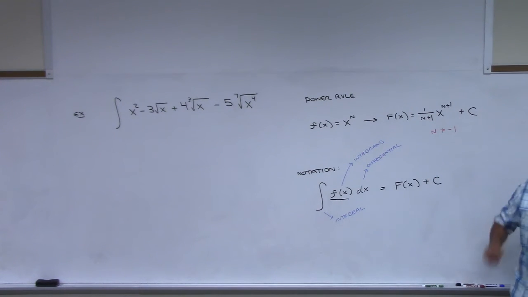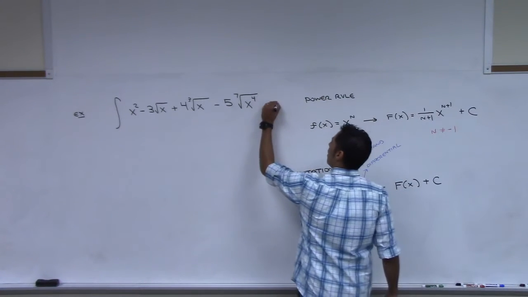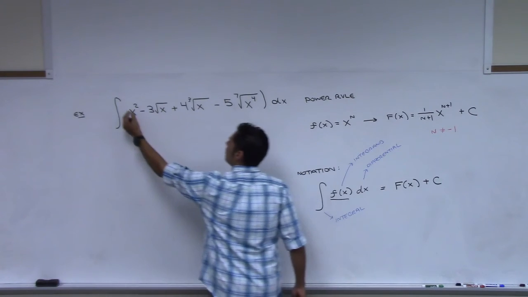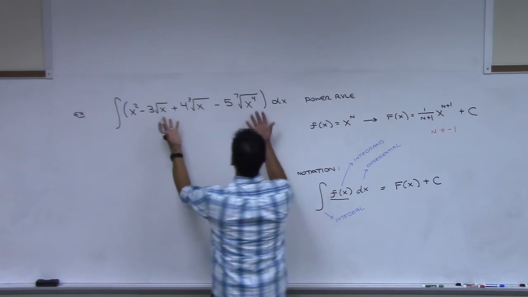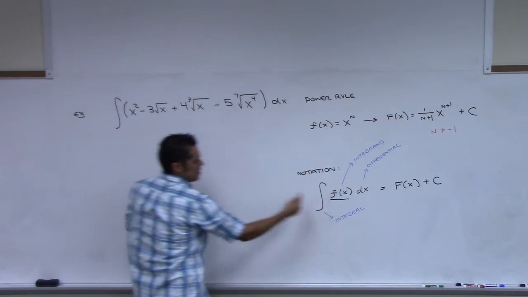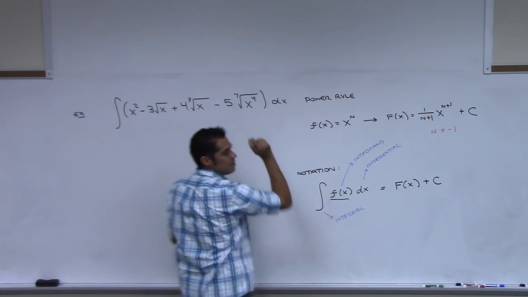Okay. So we're kind of jumping in here. Now, I'm not done writing out the problem, right? What am I missing? I'm missing the dx, all right? And also, just to be very clear, I'm going to put all of this in parentheses. This is the integrand, okay? So we want the antiderivative of this, and x is our variable, right?